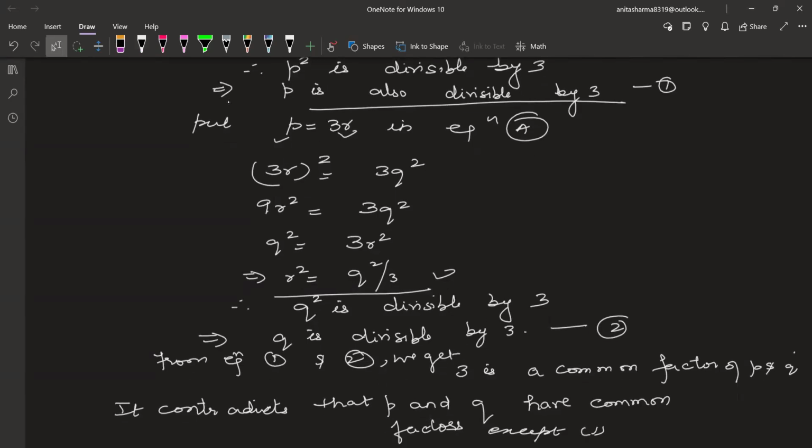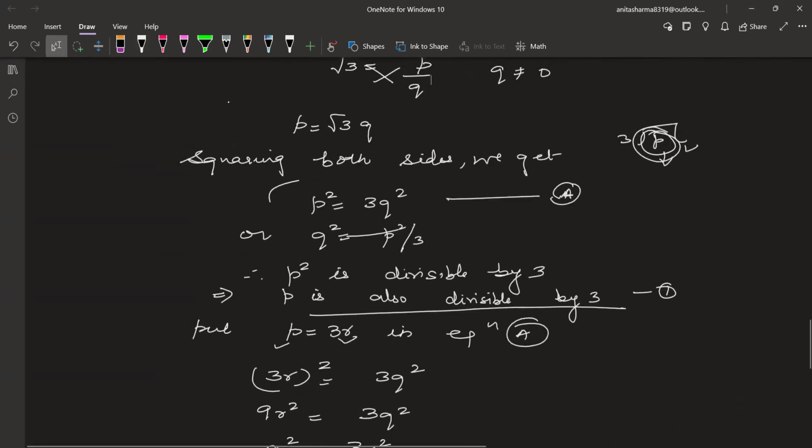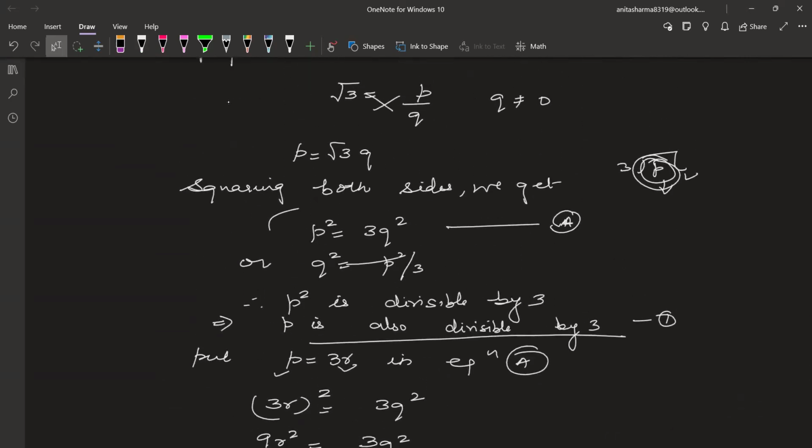Understood? Yes, ma'am. Please note this, children. These steps you need to write in your board exam. If we are squaring, then you need to specify that we are squaring both sides. If they ask you to prove that root 3 is an irrational number, only a single irrational number, then it will come in 2 marks. And if they ask you to prove that 2 plus root 5 is an irrational number, then it will come in 3 marks.